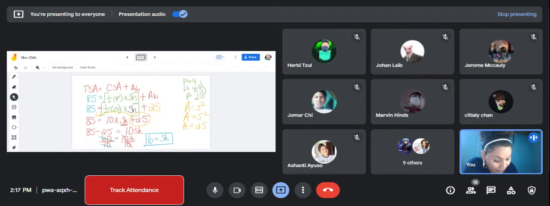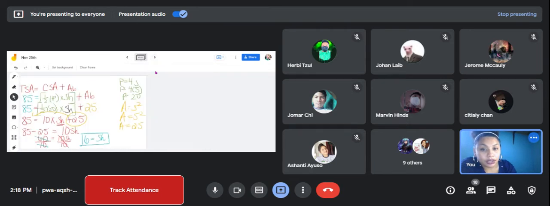I'm going to try and see how we can manage, because this problem was an analytical problem, still talking about surface area, but it had to incorporate algebra. Does anybody have any questions before we move on? No. Okay. Next question.